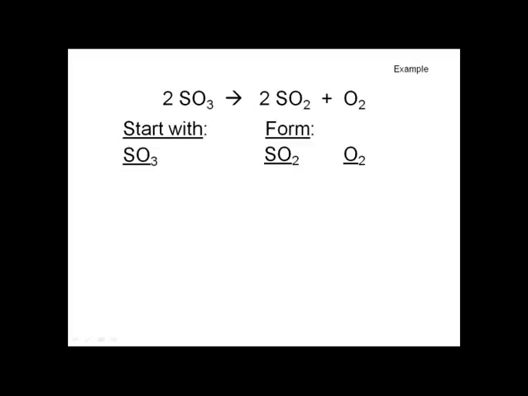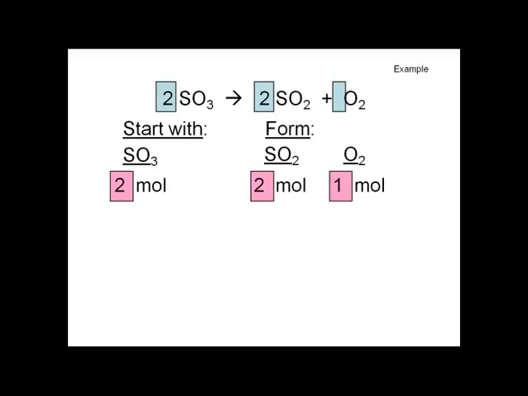Let's use the decomposition of sulfur trioxide to form sulfur dioxide and dioxygen as an example. If we know how many moles of SO3 we start with, we can determine how many moles of SO2 and O2 can form. The coefficients in the balanced equation are the key. The balanced equation tells us that 2 moles of SO3 react to form 2 moles of SO2 and 1 mole of O2. Notice this 2 to 2 to 1 ratio comes from the balanced equation.